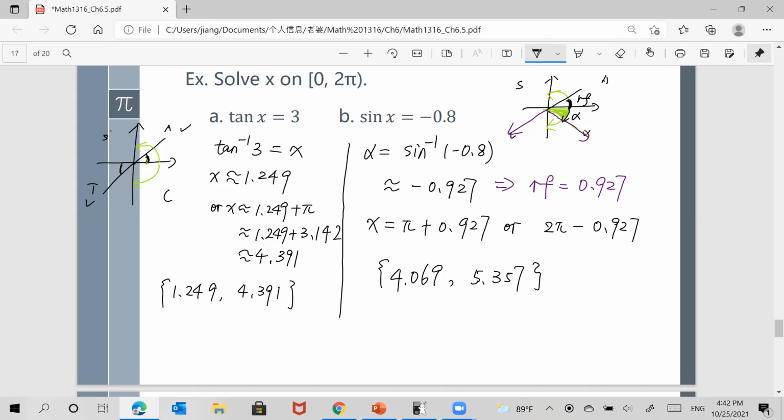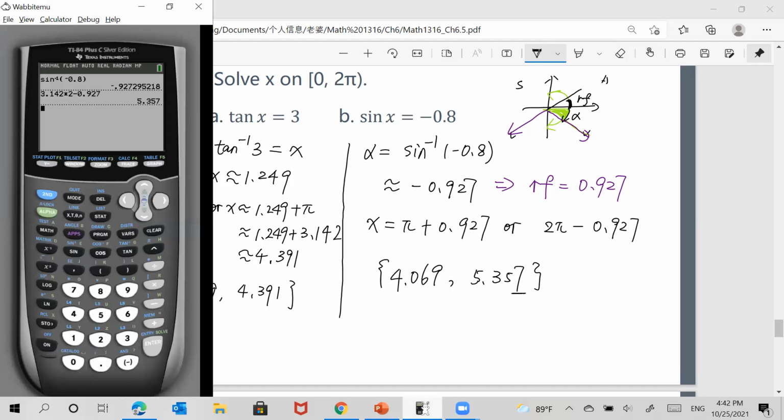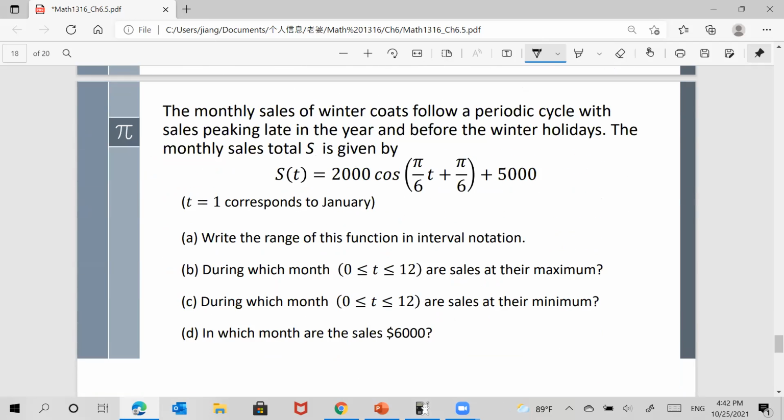Okay, let's move on. Since I just plugged it in, I hope there's no mistake. If there's some mistake, maybe it's a typo. Let's see. Yeah. Okay, let's move on to the next one.